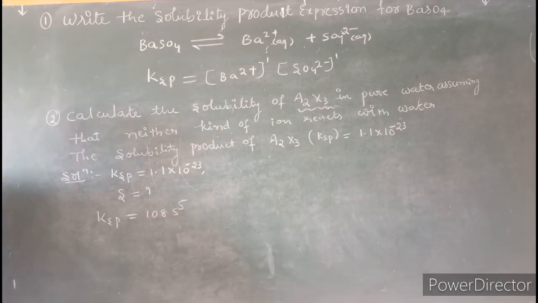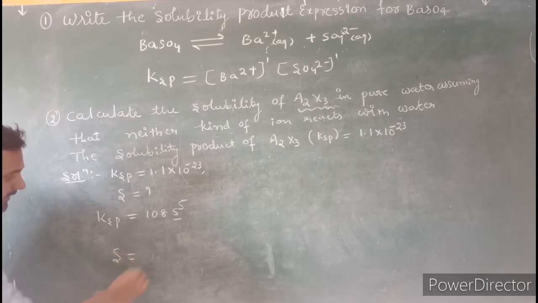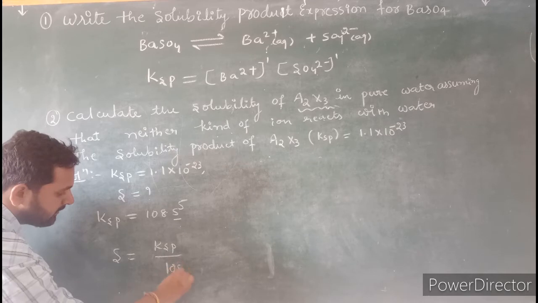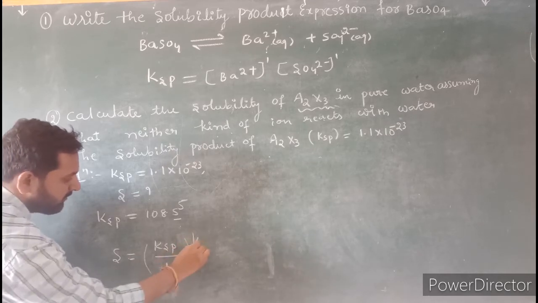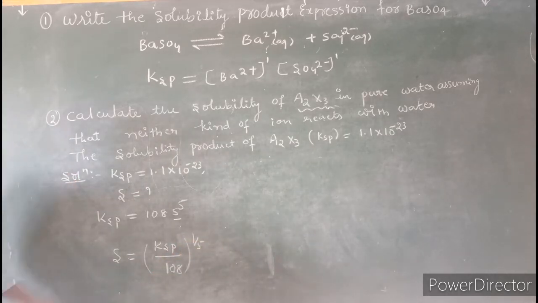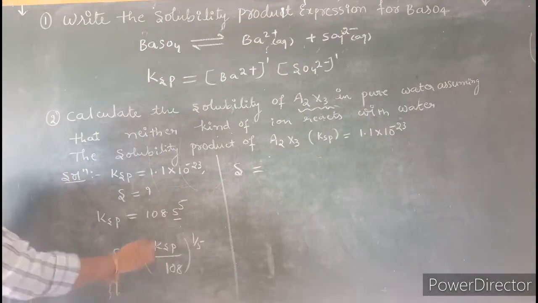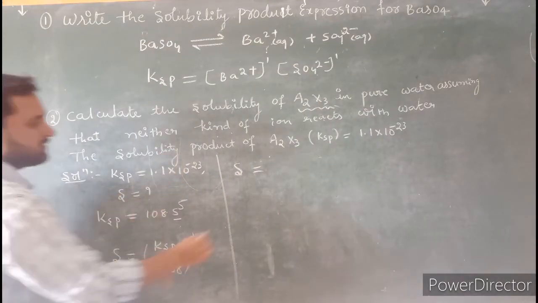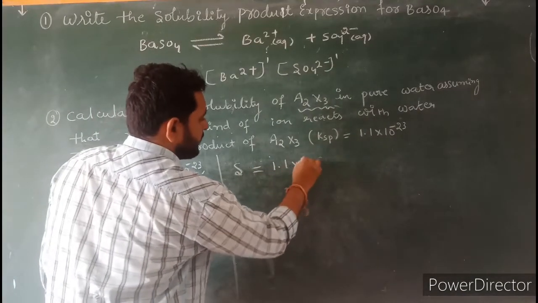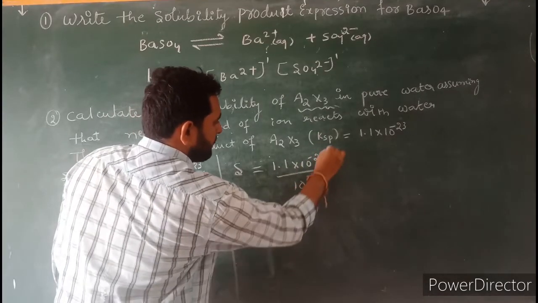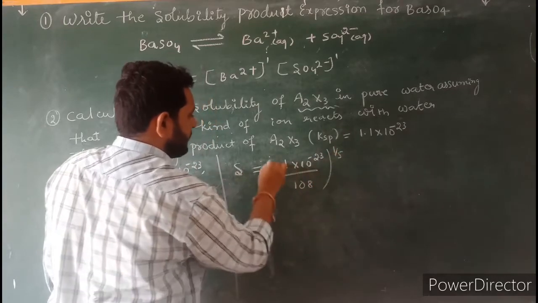Now we have to calculate solubility. Just rearrange this equation. Solubility is equal to Ksp divided by 108, whole power 1 by 5. Now you can substitute the Ksp value here. S is equal to, the Ksp value is 1.1 into 10 power minus 23, divided by 108, whole power 1 by 5.